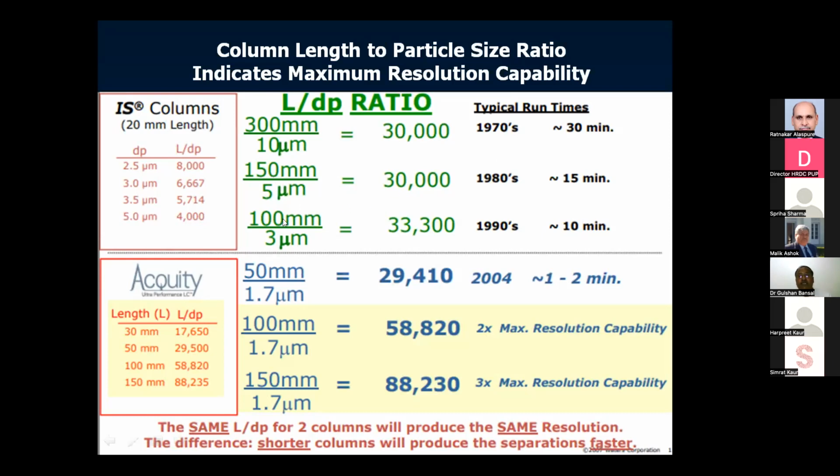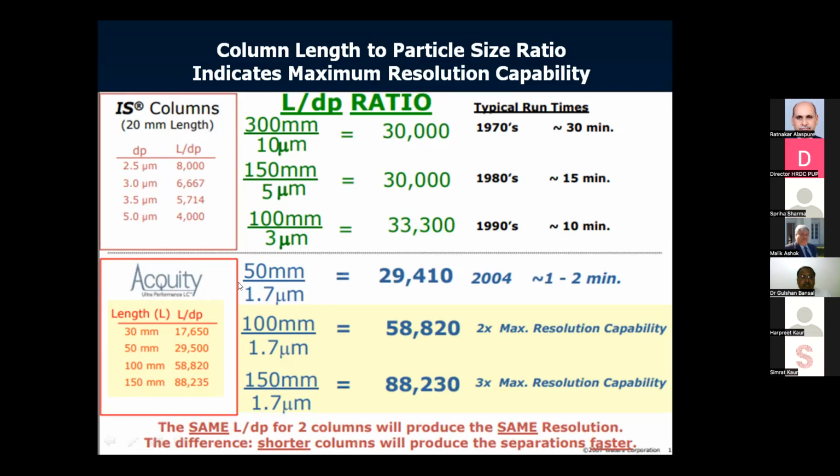Then further decrease in the column length and now decrease in the particle size. So it is again around 33,000. So these are the 1970s, 1980s. This is how the HPLC has evolved, or how the particle size chemistry has evolved, and proportionally how the runtime has decreased from 30 minutes to 15 minutes to 10 minutes.